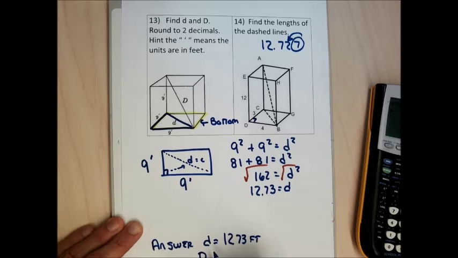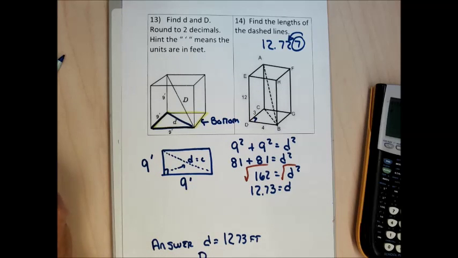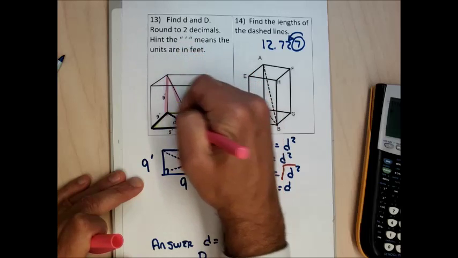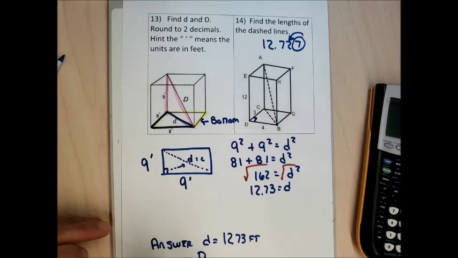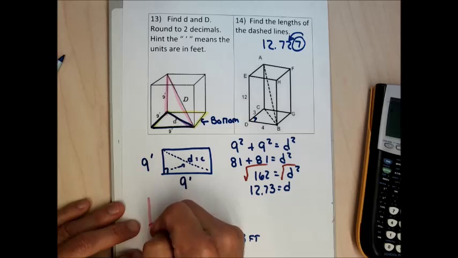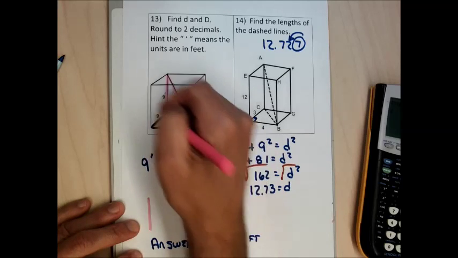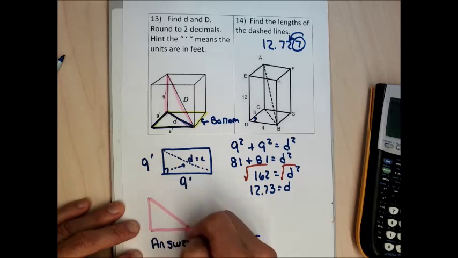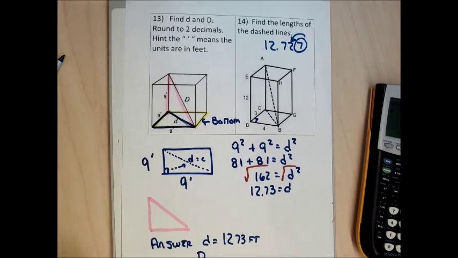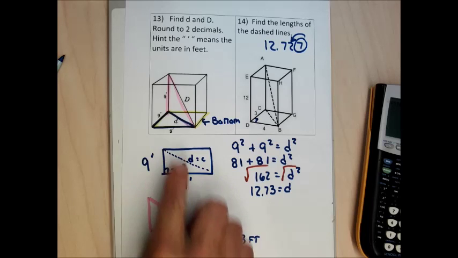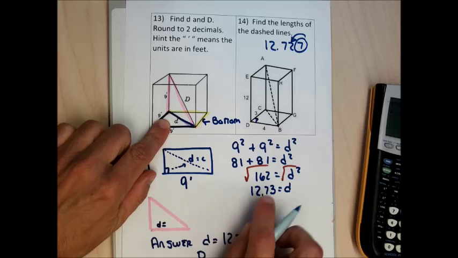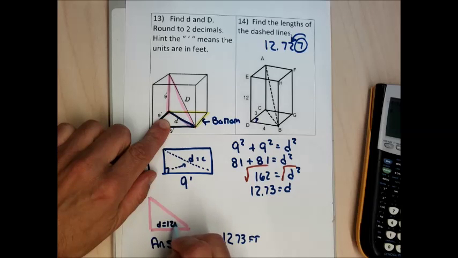Now I need to find big D, and to find big D, I need to look at this triangle right here. Let me try to draw that triangle down here. Again, it doesn't look like a right angle, but if I straighten that out, that triangle looks like this. If I cut it out and put it down here, it would look like that. And the little d part is going to be 12.73.